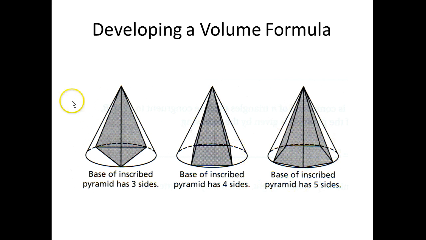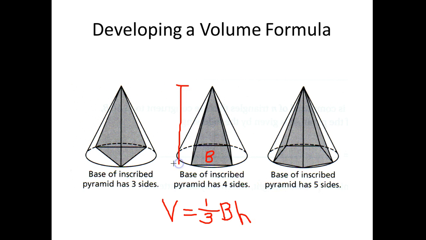Okay? If you recall, the volume of any pyramid is given by V equals 1/3 times the area of the base of the pyramid, times the height of the pyramid. Okay, this is the height. So that's how you find the volume of a pyramid. Okay, so let's see, with these inscribed pyramids, if we can try to find a formula for the area of the base.